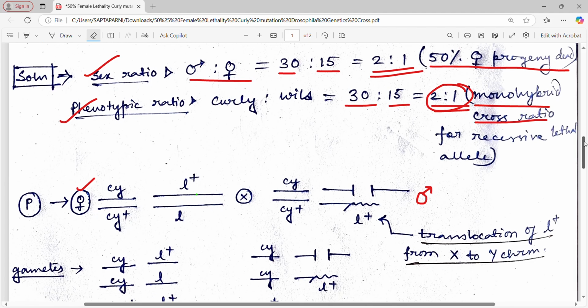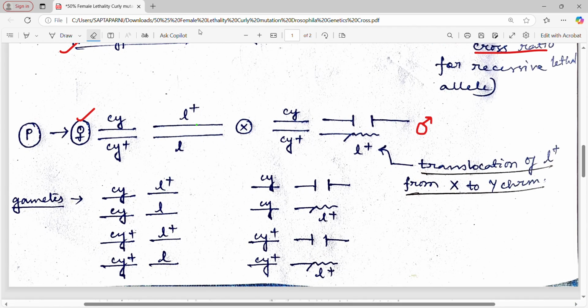Okay, so see how many gametes can be formed from this. From the mother, 4 types of gametes can be formed. One will be CyL with the X chromosome having L plus, then another one will be Cy with the X chromosome having L allele. Then Cy plus with L plus, and another will be Cy with L.